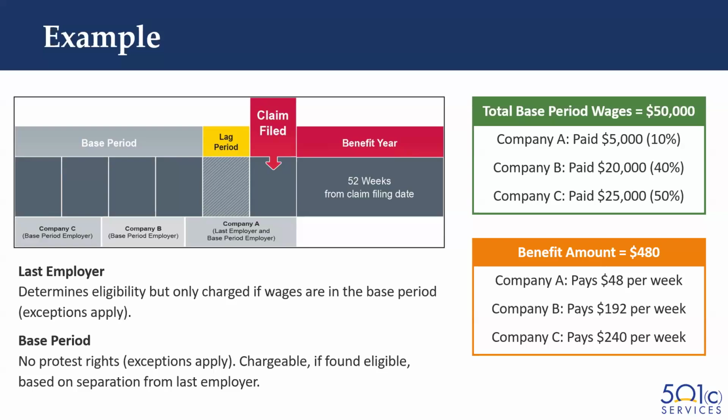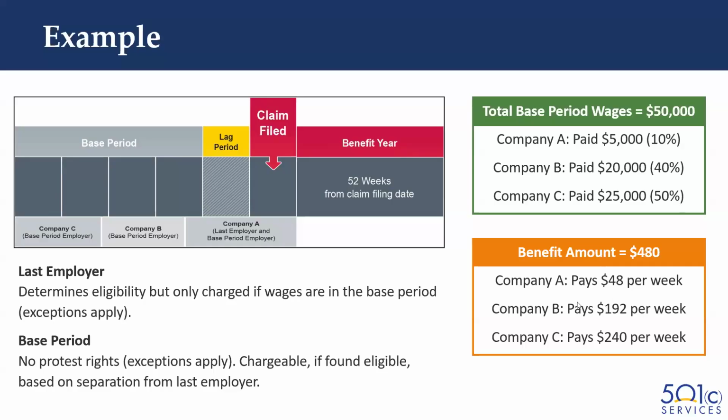So 36 out of the 50 states, again, I told you there's a lot of state nuances, and unfortunately, we can't go through all 50 states' nuances, but we're going to go through the majority of what states do. Majority, 36 out of 50, are going to charge proportionately based on the wages that are paid in the base period. So in this example, if the claimant's eligible, you can see Company A paid 5,000 of the total 50,000 in wages, or 10%. So they're going to be responsible for 10% of the benefits. Company B paid 20,000 or 40%, and Company C paid 25,000 or 50%.